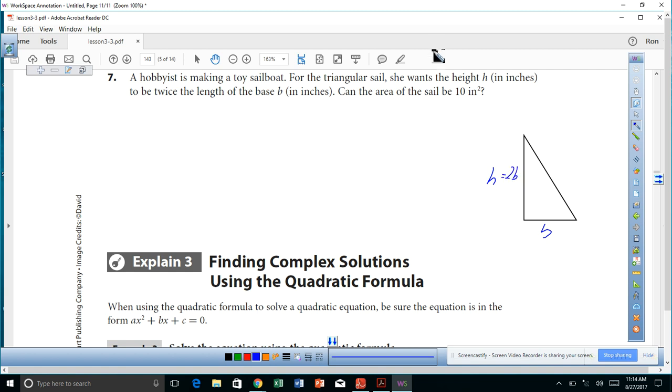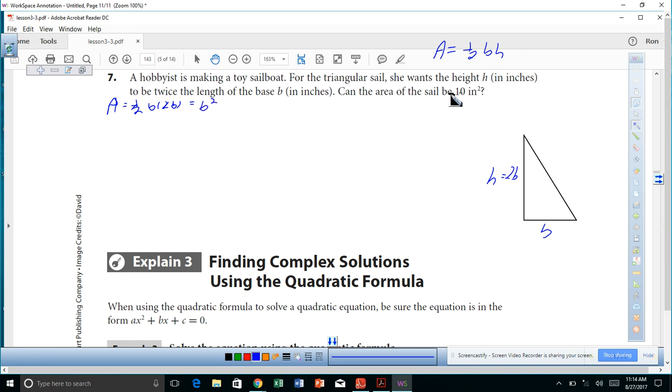Okay. Now, if you remember, the area of a triangle is area equals 1/2 base times height. So we'll just put that in there. Area equals 1/2 base, and the height is 2b. So we'll put 2b there. All right. And let's see, we can do a little simplifying. And 1/2 times 2 is 1, and then b times b is b squared.